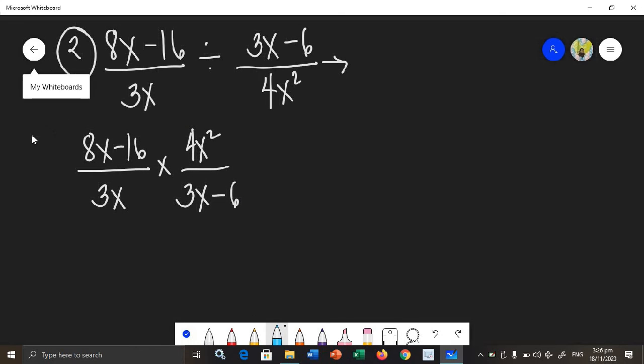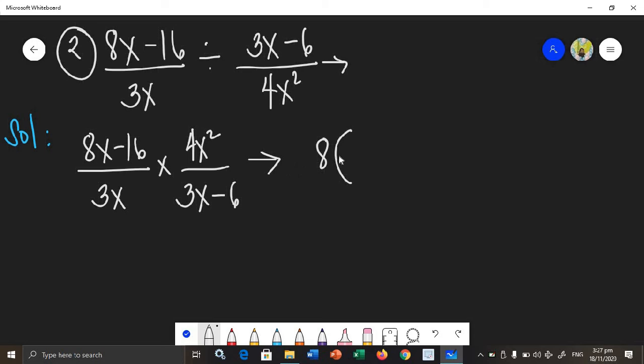Okay, now, this will be your solution. Here, again, we need to follow the rules in multiplying rational algebraic expressions. So we need to factor out the numerators and denominators. First, 8x minus 16, we can factor it out by finding the common factor of 8x and 16, which is 8. And then we need to divide 8 to both terms in the binomial.